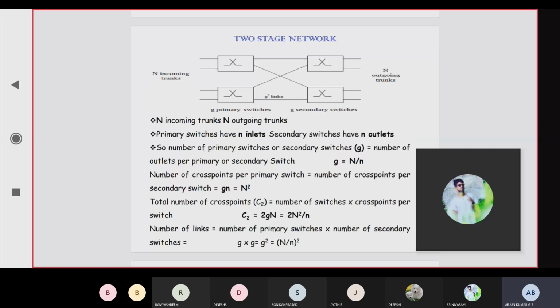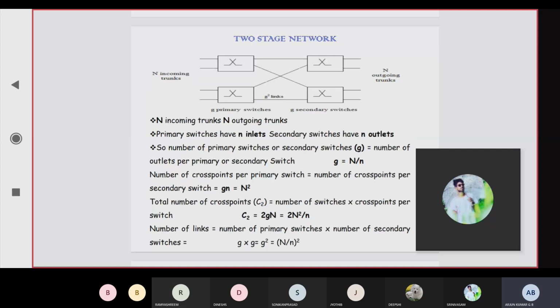Suppose you consider N incoming trunks and N outgoing trunks. The primary switches have n inlets and the secondary switches have n outlets. How many primary and secondary switches are there? The number of outlets per primary or secondary switch is n, so G is equal to N by n.